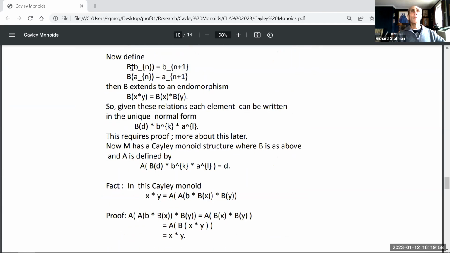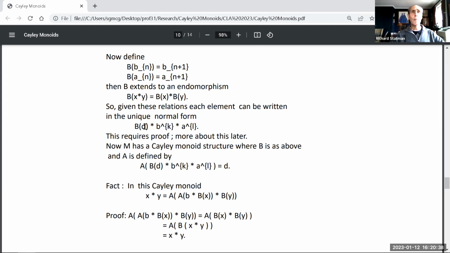Now, I'm going to make it into a Cayley monoid where B is an endomorphism. So you define capital B, the mapping, to be the next one up. And similarly for the left inverses, it's the next one up. Then B extends to an endomorphism. That's got to be proved. I mean, it's not automatic given those relations. And indeed, given these relations, each element can be written uniquely in the following form: B of D, where D is an arbitrary element in the same form, including I. By the way, B of I is I.